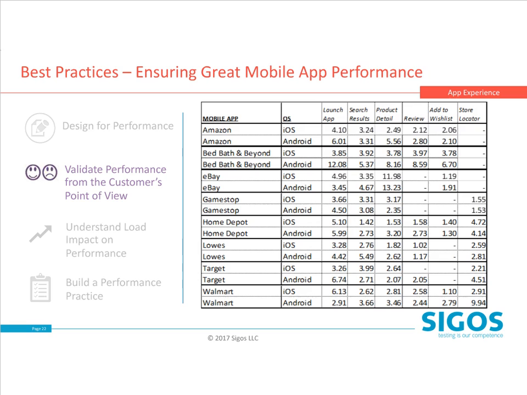Because the iOS developers may have done a great job optimizing things for performance, but the Android team didn't, or vice versa. So you need to understand how your customers are experiencing your application from as many different data points as you can. In this case, those data points are different real devices.